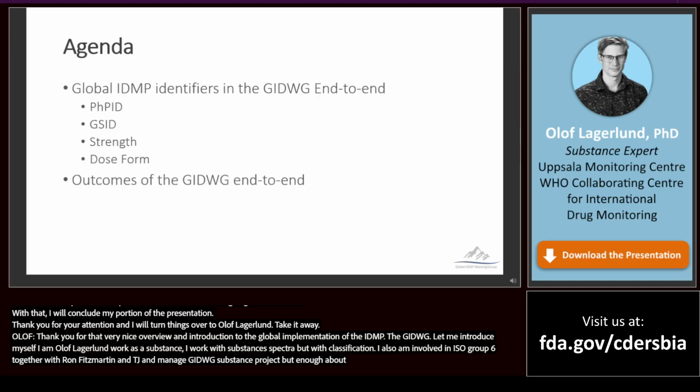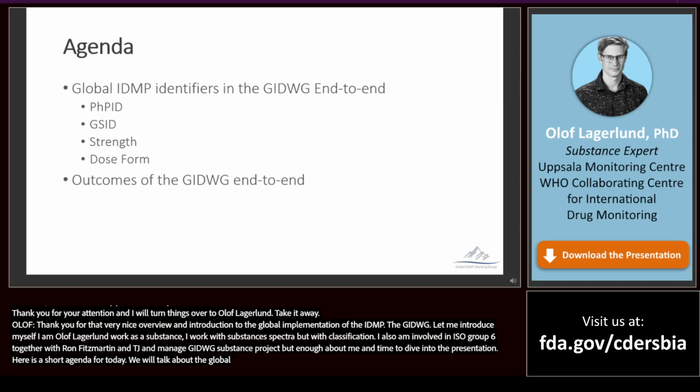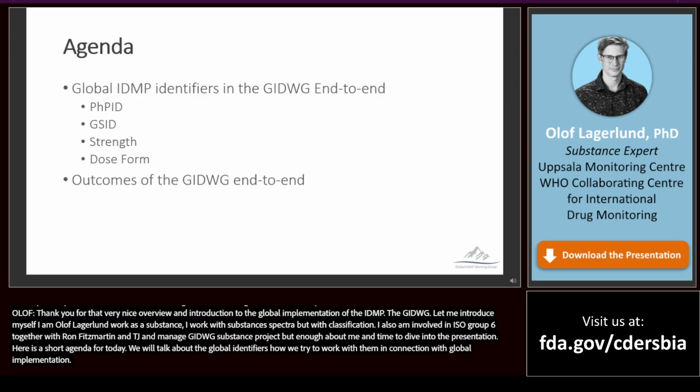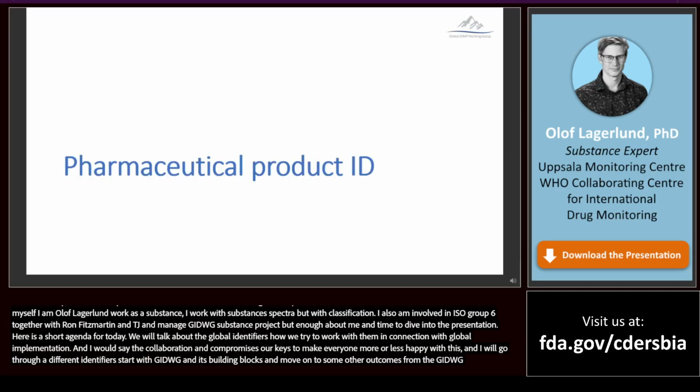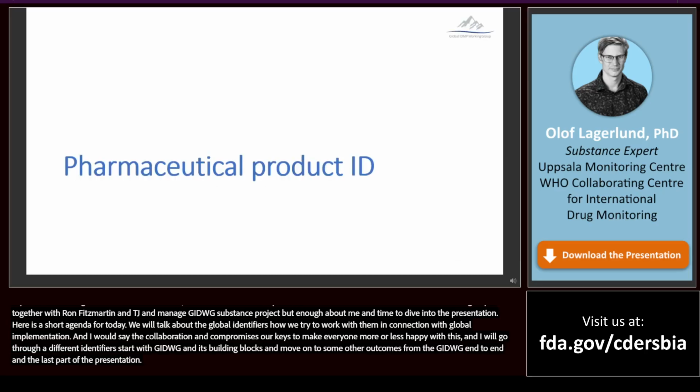Here is a short agenda for today. We will talk about the global identifiers and how we try to work with them in connection with the global implementation. And I would say that collaboration and compromises are the keys to make everyone more or less happy with this. I'll go through the different identifiers, start with the PhPID and then its building blocks, and then move on to some other outcomes from the GIDWG end-to-end in the last part of the presentation. But let's start with a pharmaceutical ID, or the PhPID for short.